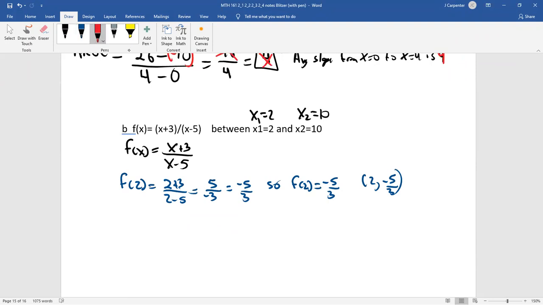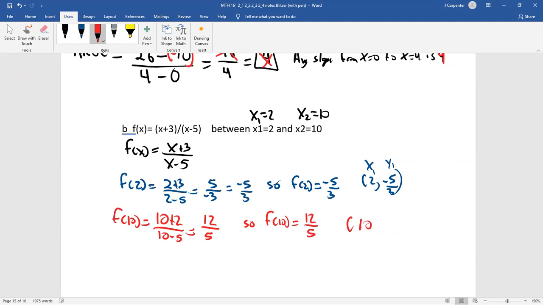So there's the x1 and the y1, or the x1 and the f of x1. Now let's do f of 10. Which would be 10 plus 2 over 10 minus 5, which is 12 over 5. And yes, that's 2 2/5, or yes, that's 2.4. Well, let's leave these as fractions. So that says f of 10, and not mixed number fractions, because they're a pain in the butt to do arithmetic usually. So f of 10 is 12/5, or as a point, that's 10 comma 12/5.